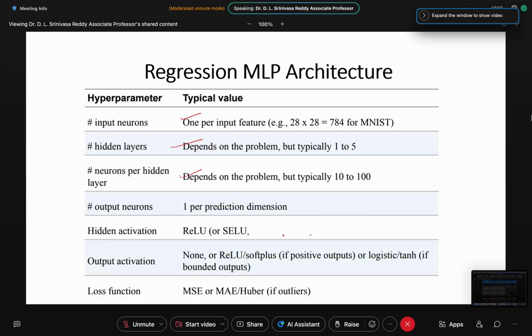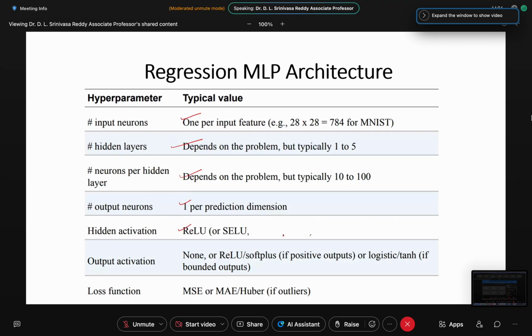But generally, we use 10 to 100 neurons. But here for MLP, it is okay to use 1 to 5 hidden layers. If more than this number of hidden layers is used, that network is generally called a deep learning network. So here, the output neurons generally we use one for regression, and similarly one for binary class data.